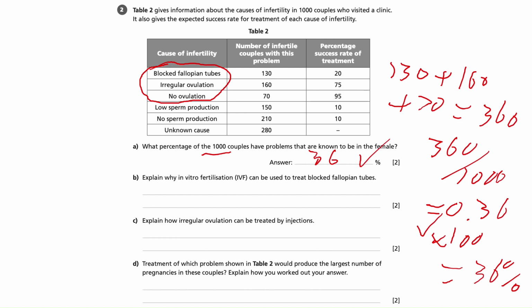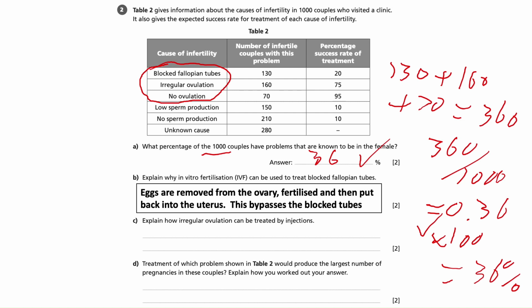Part B. Explain why in vitro fertilization, IVF, can be used to treat blocked fallopian tubes. Okay, so we're thinking blocked fallopian tubes. Clearly that means that the egg can't travel from the ovary to the uterus. How does IVF help with that? Well, the eggs are removed from the ovary, fertilized, and then put back into the uterus. That therefore bypasses the blocked tubes.